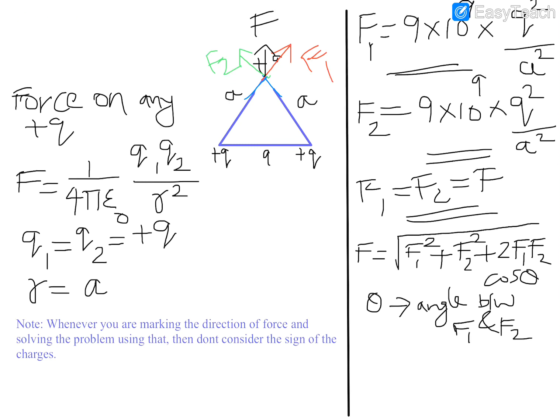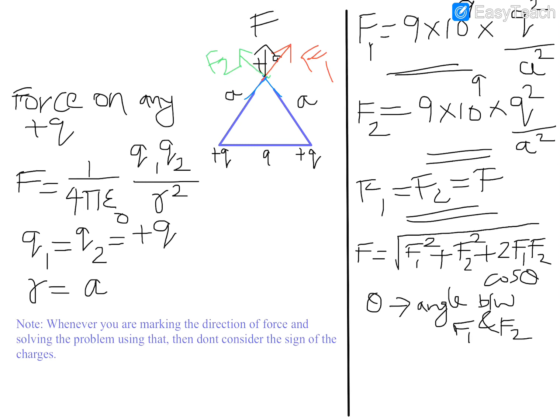Now in this case, F2 is here, F1 is here. You want to find what is theta. Theta is the angle between F1 and F2, that is this angle. If you know what is this angle, then you can find the resultant. Okay, so how to find this angle? That is the next question. What is this angle between F1 and F2?